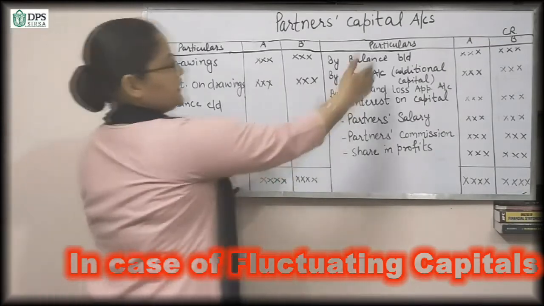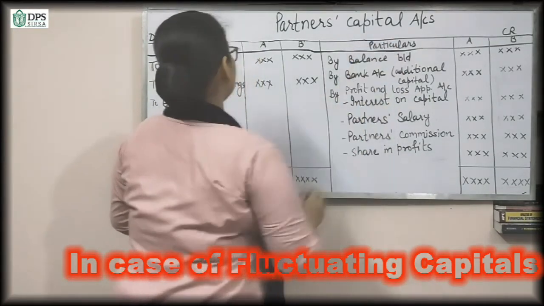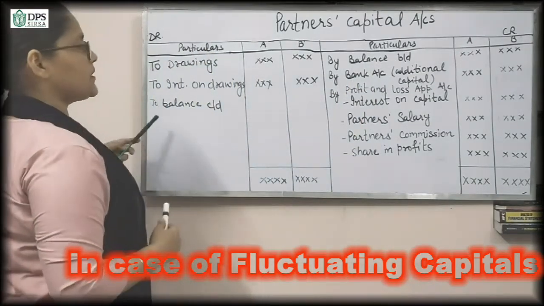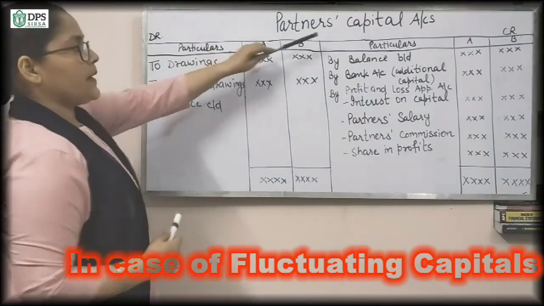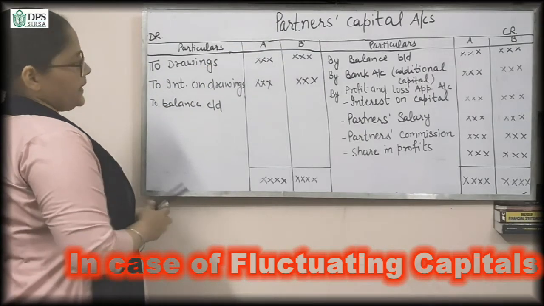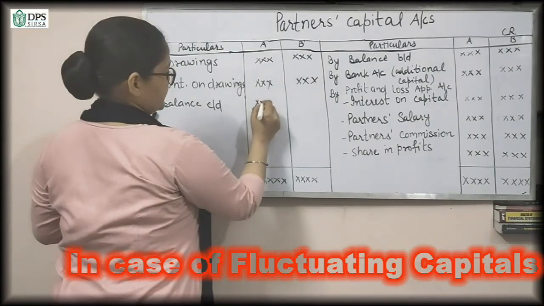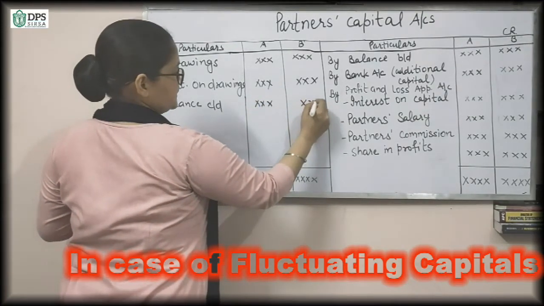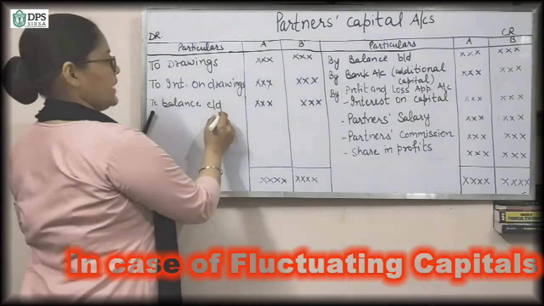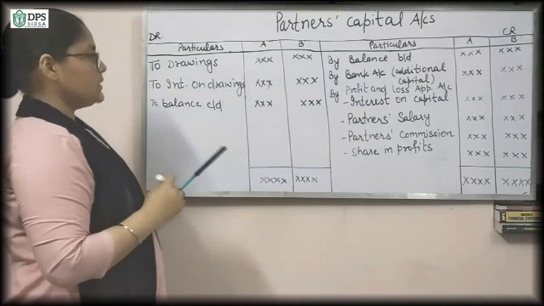So here all the entries are coming that are credited to the capital account, and here all the entries are coming that are deducted from the partner's capital account, and it will be debited. At the end we will write here balance carried on, and this is the final balance that a partner's capital account holds.